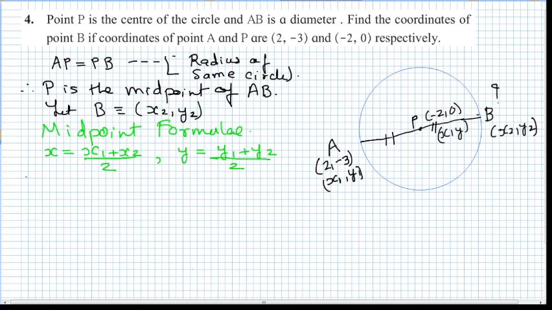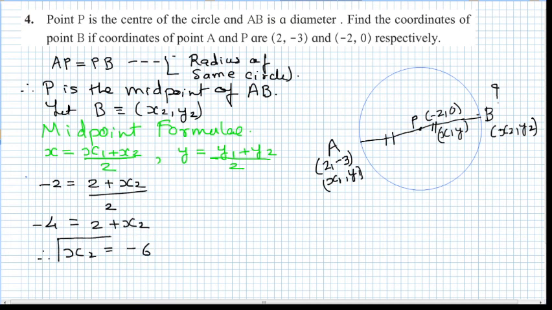So how are we going to solve the remaining part? Very simple. Now just substitute the values. What is x? The x coordinate of P is -2. So -2 is equal to, tell me now, x1 is 2 plus x2, which we want to find out, upon 2. Just cross multiply. So -4 equals 2 plus x2. So therefore x2 will be how much now? I think it will be -6. So this is x2.